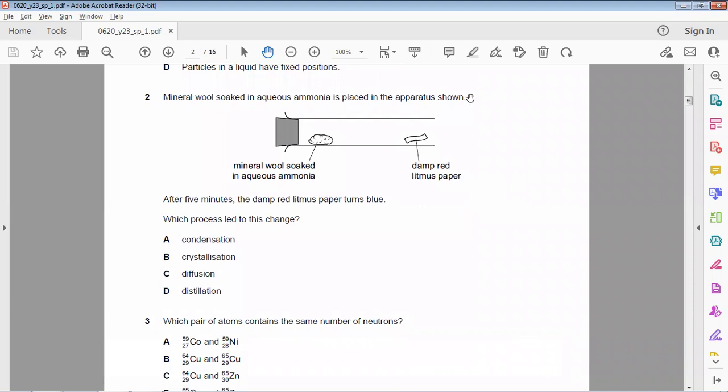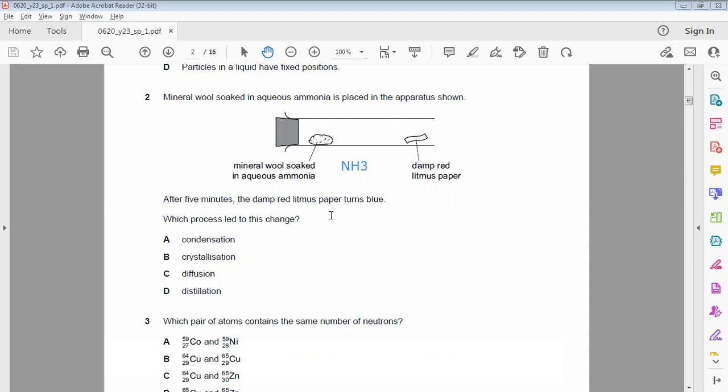Mineral wool soaked in aqueous ammonia is placed in the apparatus shown. So what is aqueous ammonia? The formula of aqueous ammonia, as you know, is NH3. And damp litmus paper, red litmus paper. We know that ammonia is a basic gas, an alkaline gas, another word for basic. So, a water soluble alkaline gas, and it turns damp litmus paper blue, from red to blue. So it states that it turns the damp litmus paper blue.